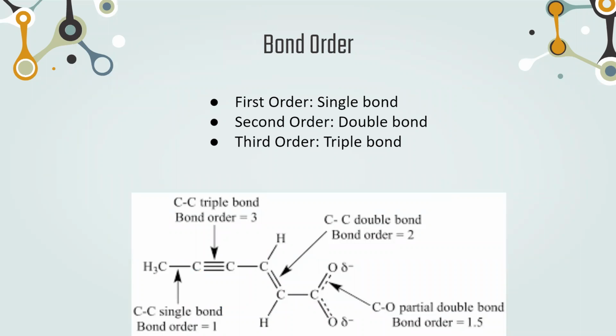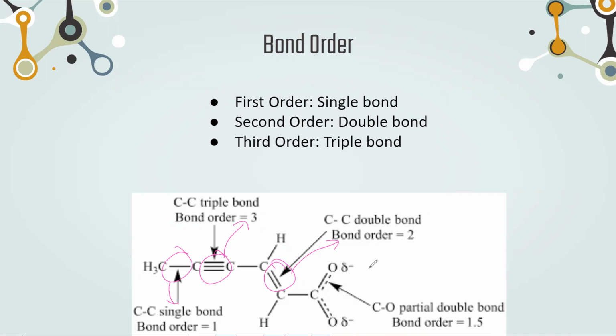Real quickly, let's go over bond order one more time. It's a really easy concept. First order bonds are single bonds, second order bonds are double bonds, and third order bonds are triple bonds. So if I were to ask you to analyze a molecule for me, you would go and look for all the triple bonds and you'd call those out as third order bonds. You look for all the double bonds and you'd call those out as second order bonds. And you look for all the single bonds and you'd call those out as first order bonds.